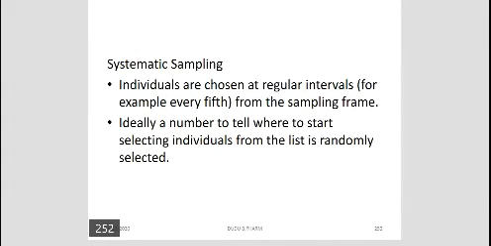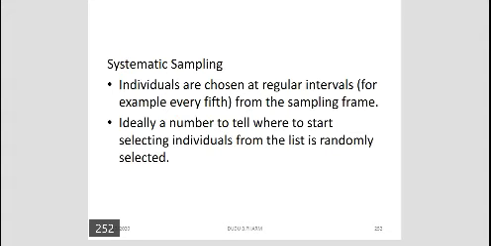In systematic sampling, maybe you have 1 to 250. You may start anywhere. For example, maybe starting from 7, you pick number 7. Then every fifth: when you reach 12, you pick another. When you reach 17, you pick another. So in every fifth, you pick.